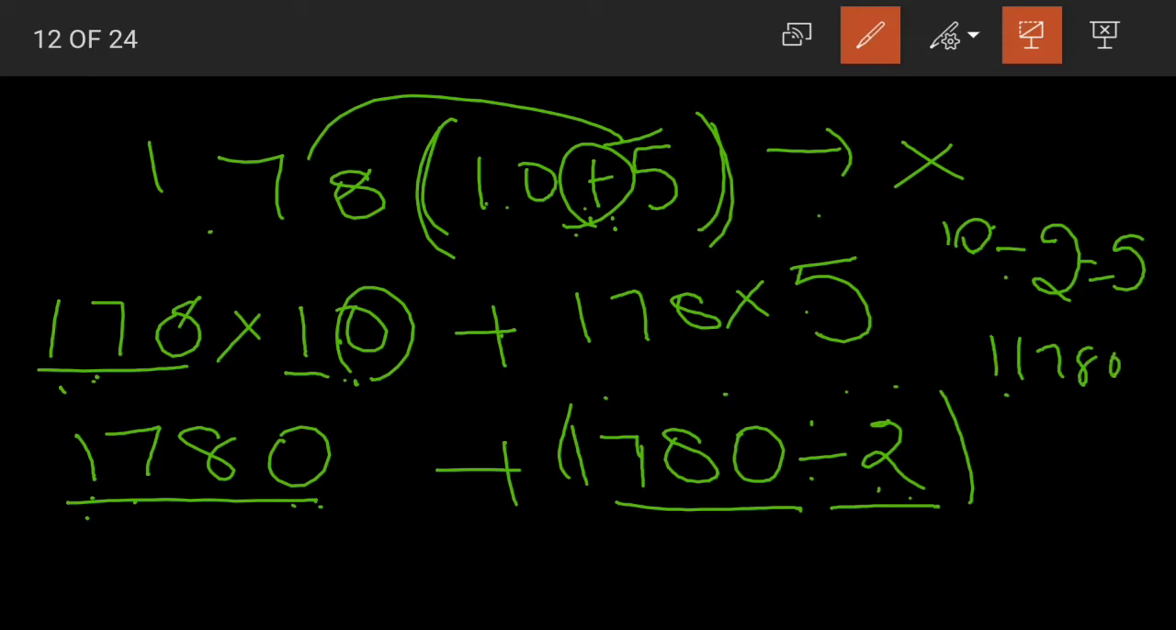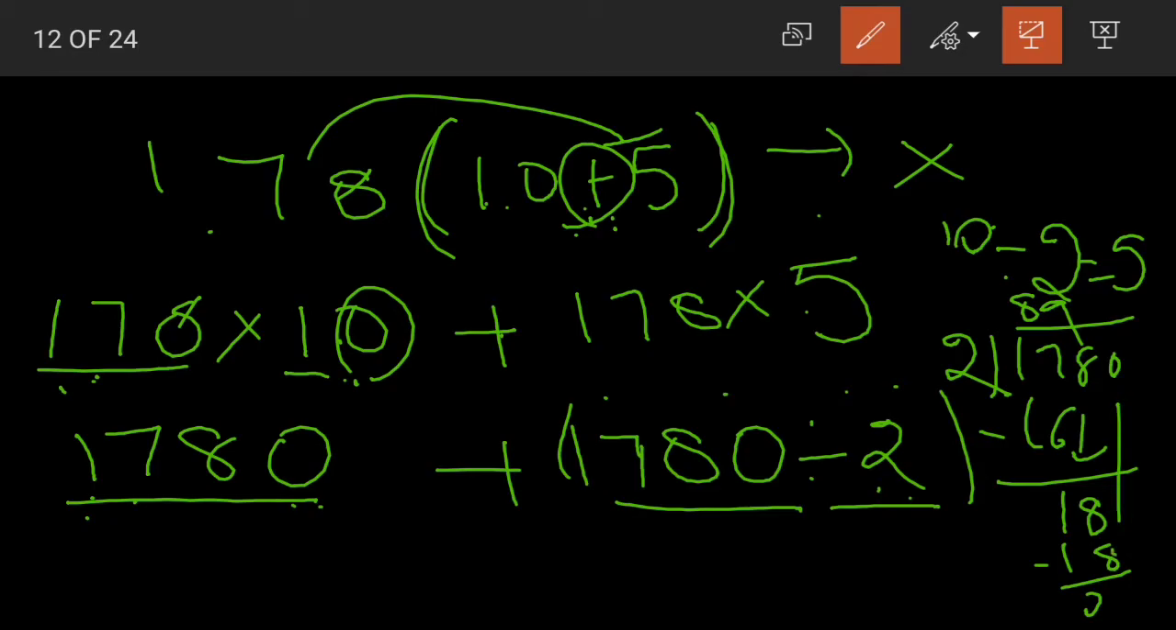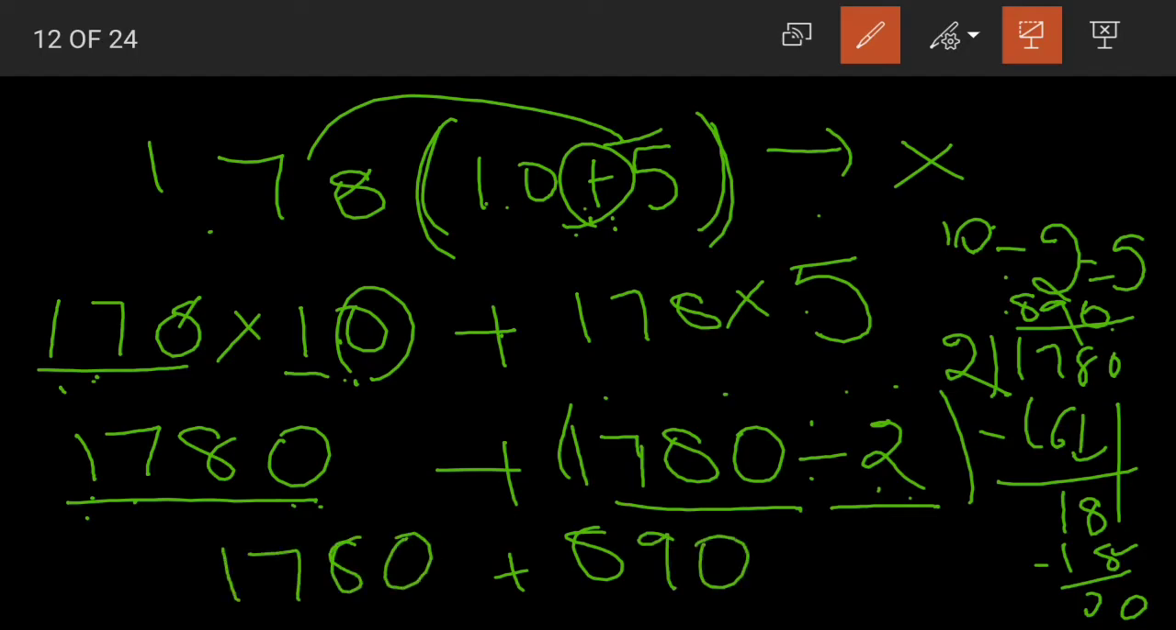1780 divided by 2. 2 eights are 16. 1 8 brought down. 2 nines are 18. 0, again 0 brought down. So 0 here. 890. What is the answer, children? 890. Here we already have 1780. Now when we divided the product of 10 by 2, we got 890.